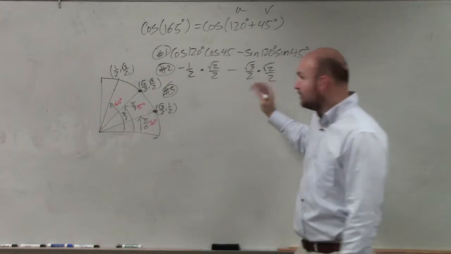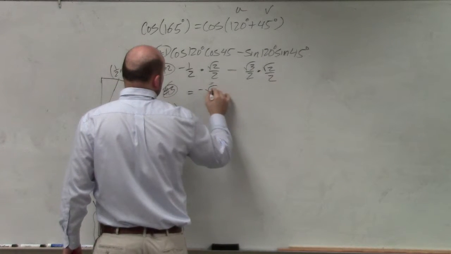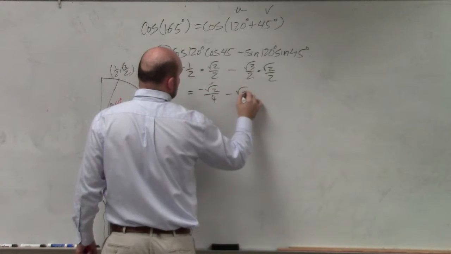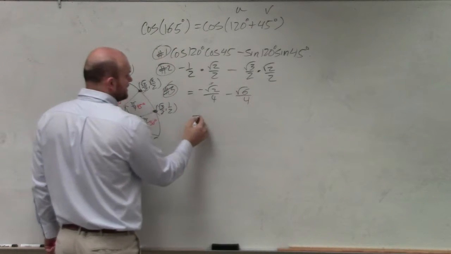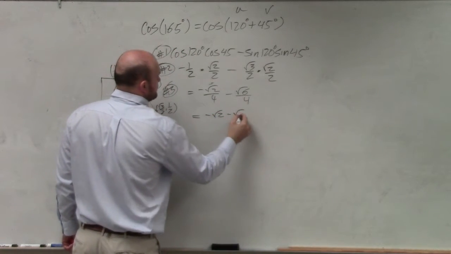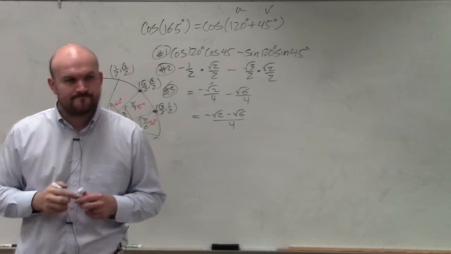So we've got to multiply our fractions. So therefore, I get a negative square root of 2 over 4 minus the square root of 6 over 4. OK? And then I can just combine. And I'm good with that. OK?